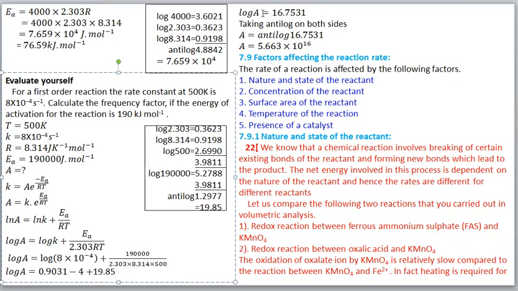But we want to find out how much A is. So taking anti-log on both sides, the log will cancel, because we take the anti-log. So we get A is equal to the anti-log of this number. We take the anti-log of the part after the decimal point. That is 5.663, and the characteristic part gives 10 to the power 16.